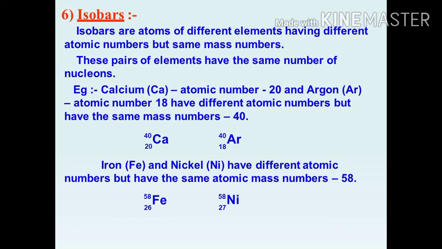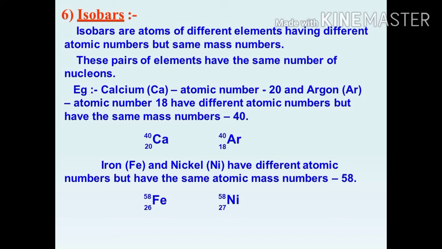How many protons are found in calcium? 20. How many neutrons are found in calcium? Mass number minus atomic number, 40 minus 20 equal to 20. 20 neutrons. Argon: mass number 40, atomic number 18. Number of protons 18. Then neutrons, 40 minus 18, 22.